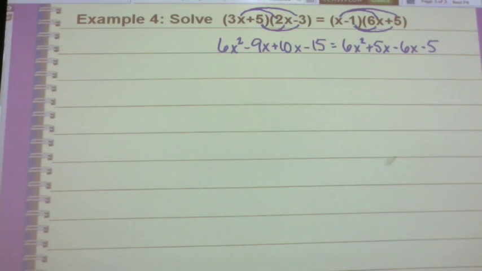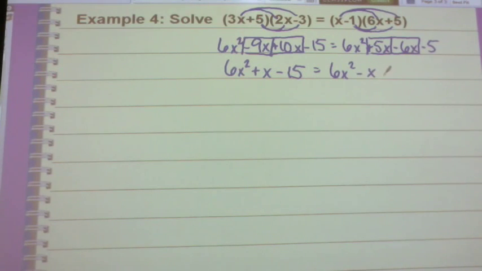Okay, so I'm going to combine like terms. Remember what I said, the two middle terms should be able to be combined. So I have negative 9x and positive 10x. So I have 6x squared, negative 9 plus 10 is 1. You do not have to put a 1 in front of the variable. It's known that it's 1. So 6x squared plus x minus 15 equals, on this side we have 6x squared. 5 minus 6 is negative 1, so I write down minus x minus 5.